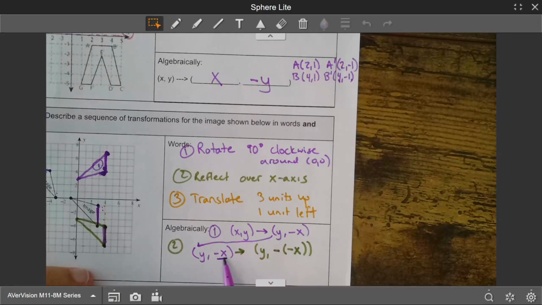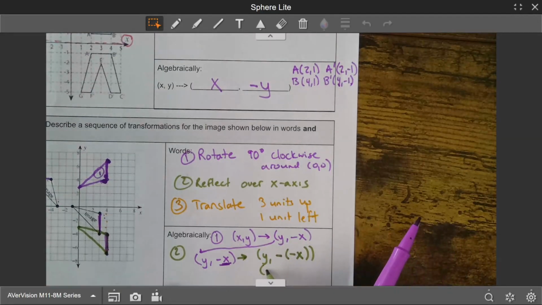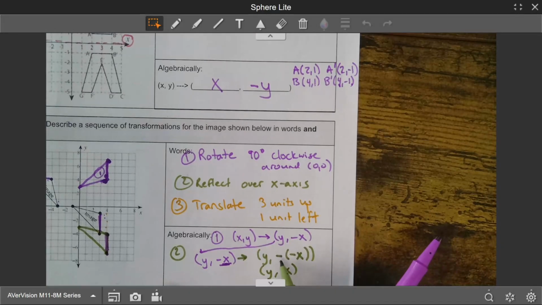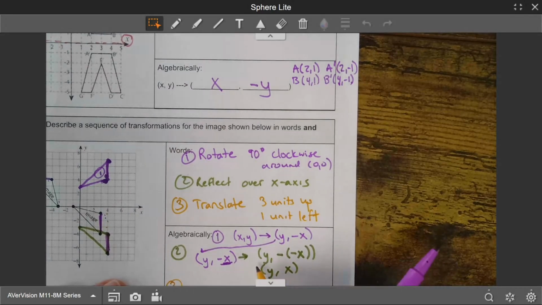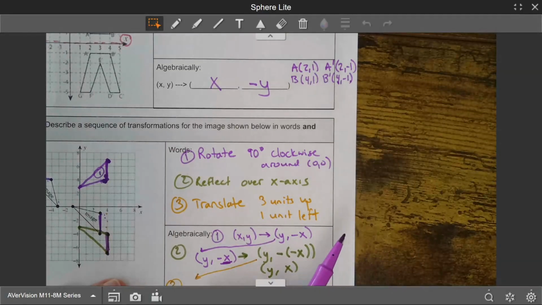This second y value, this y value right here, I know it says x. It is a y coordinate. The x is just a placeholder for a number. It changes sign again. So you could write it like that, or you could write it as just y comma x, because a negative times a negative is a positive. Now we got one more step to do. We have to translate. Now again, we're going to start with the end of step 2. So I'm going to start at y comma x.